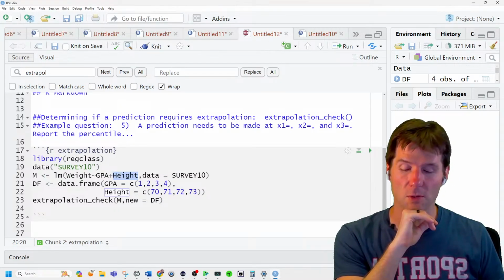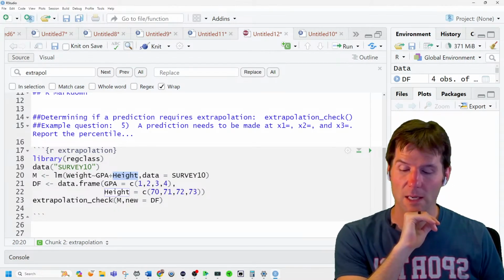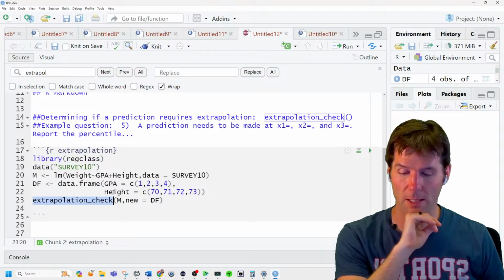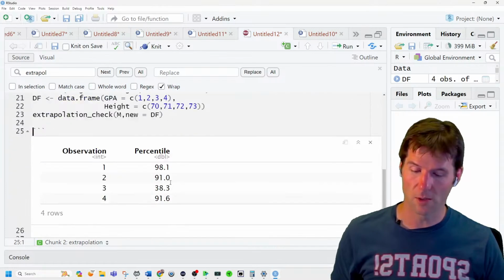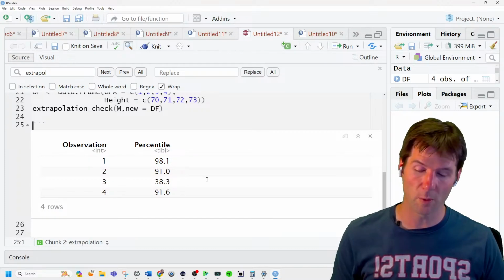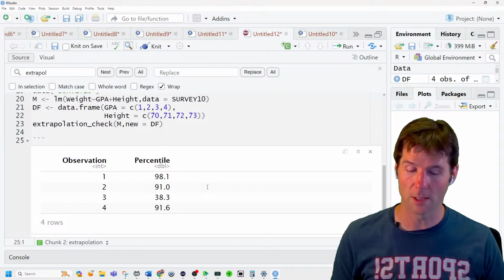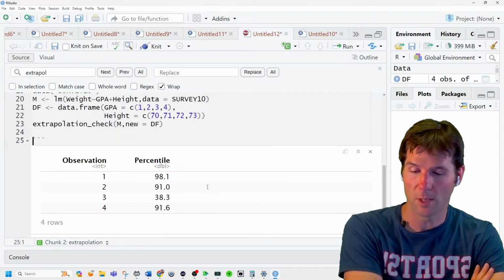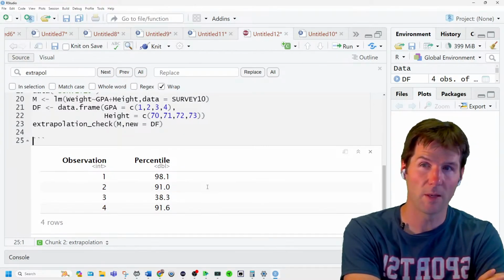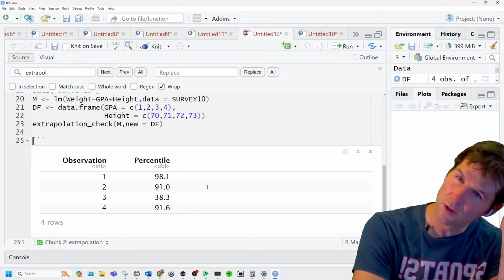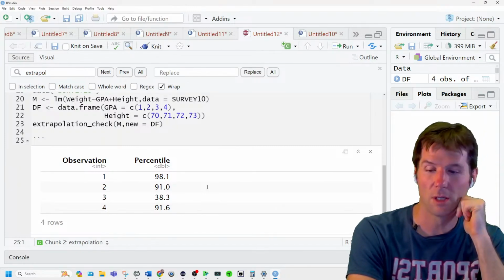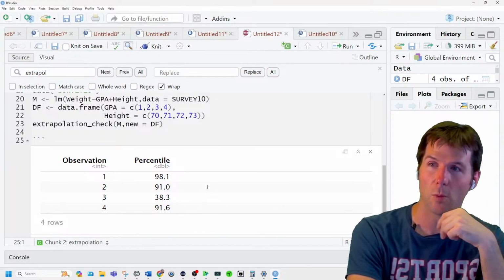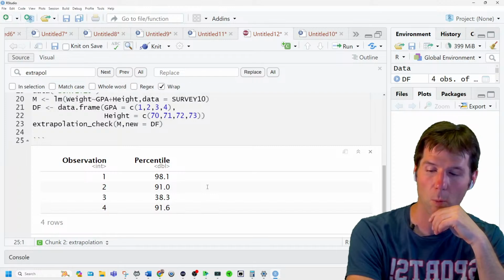The extrapolation deals with how far out we are on the X's. And then we use the model and we see for the new data if we are extrapolating. And then the return here is the percentile. So the one that would require the most extrapolation is data point number what? Which has a GPA of what, and a height of what? The individual that would require the most extrapolation is the individual that has a GPA and height of what?